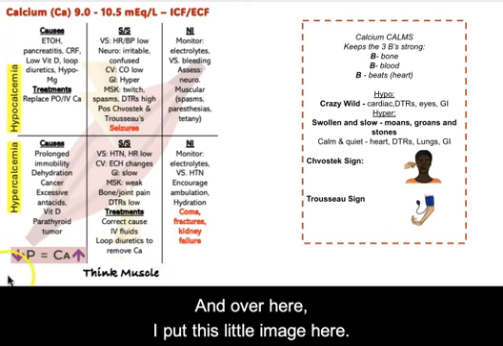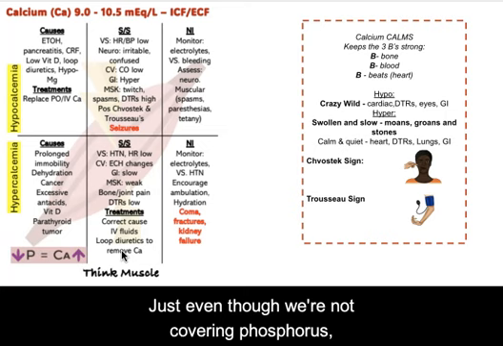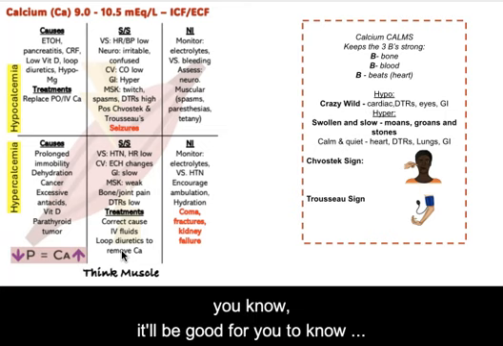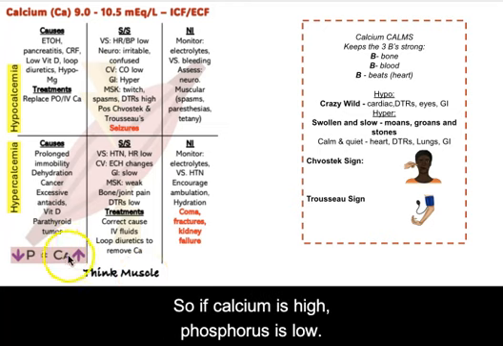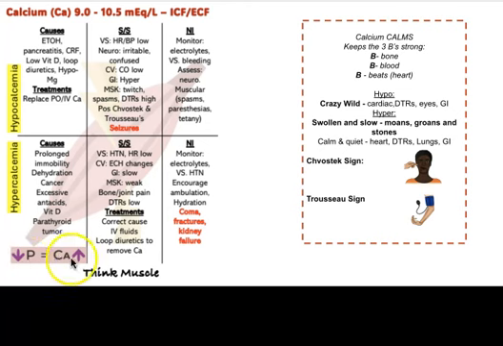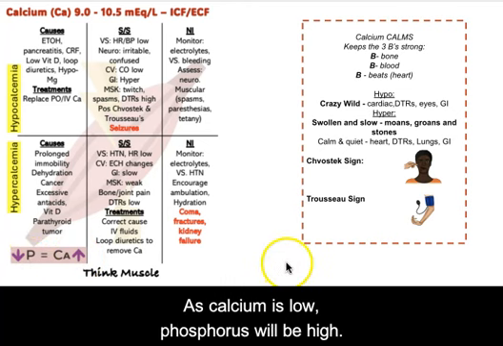And over here, I put this little image here, even though we're not covering phosphorus, but it'll be good for you to know that phosphorus and calcium have an inverse relationship. So if calcium is high, phosphorus is low. As calcium is low, phosphorus will be high.